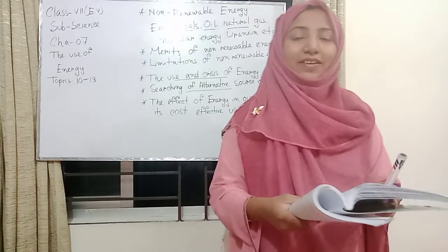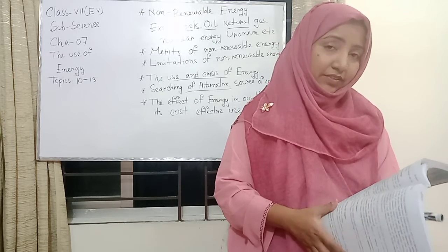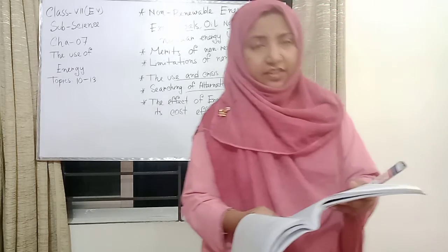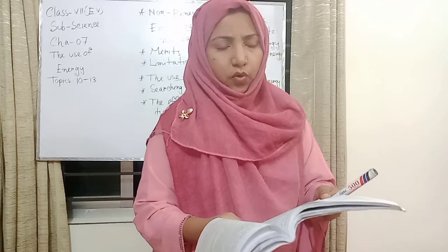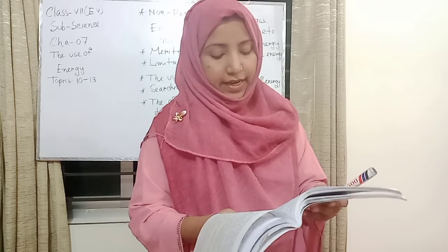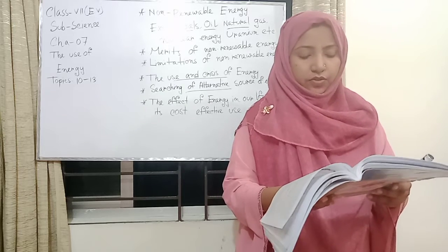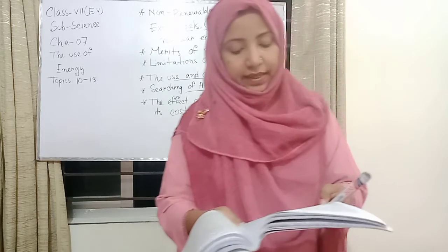Last topic. Basically, this topic is also the last topic of the chapter. Now, lesson 13: the effect of energy in our life and its cost-effective use. We have almost 160 million people in our country. A large amount of fuel is used for cooking every year. Wood, dry straw, dry cow dung, etc. are most of them. That is why forest resources of our country are decreasing day by day.